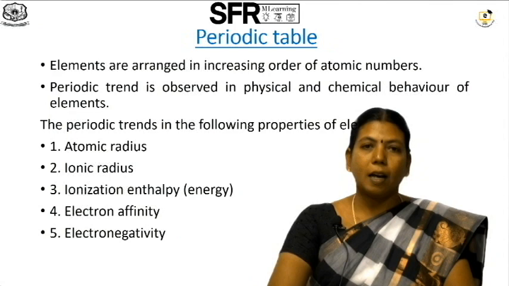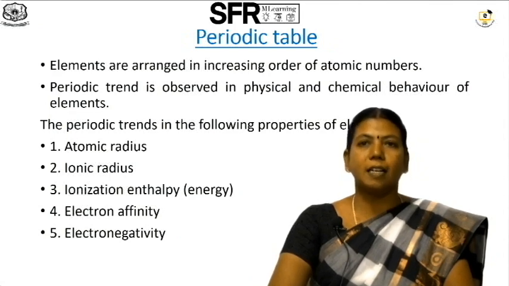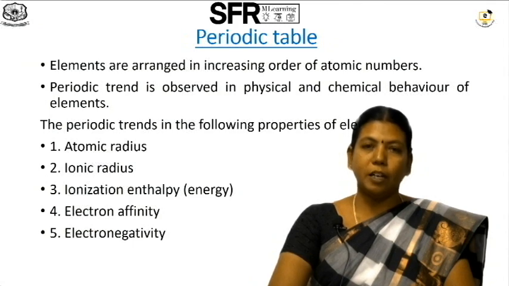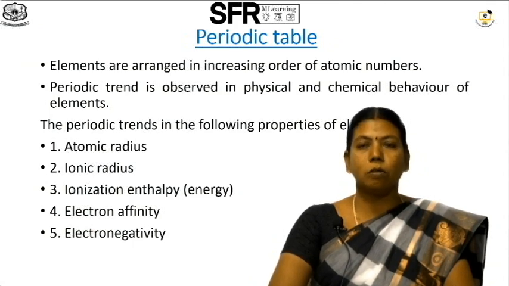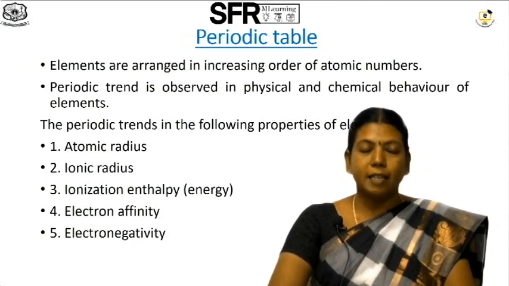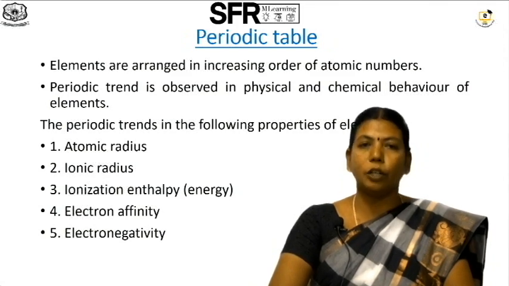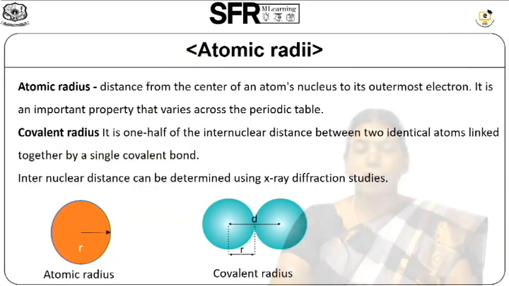The elements are arranged based on the physical and chemical behavior, and the periodic trends are as follows: atomic radius, ionization enthalpy, electron affinity, and electronegativity, which are going to be discussed in this module. First one, atomic radii. Atomic radii is nothing but the distance from the center of the nucleus to the outermost shell where the valence electron is present.